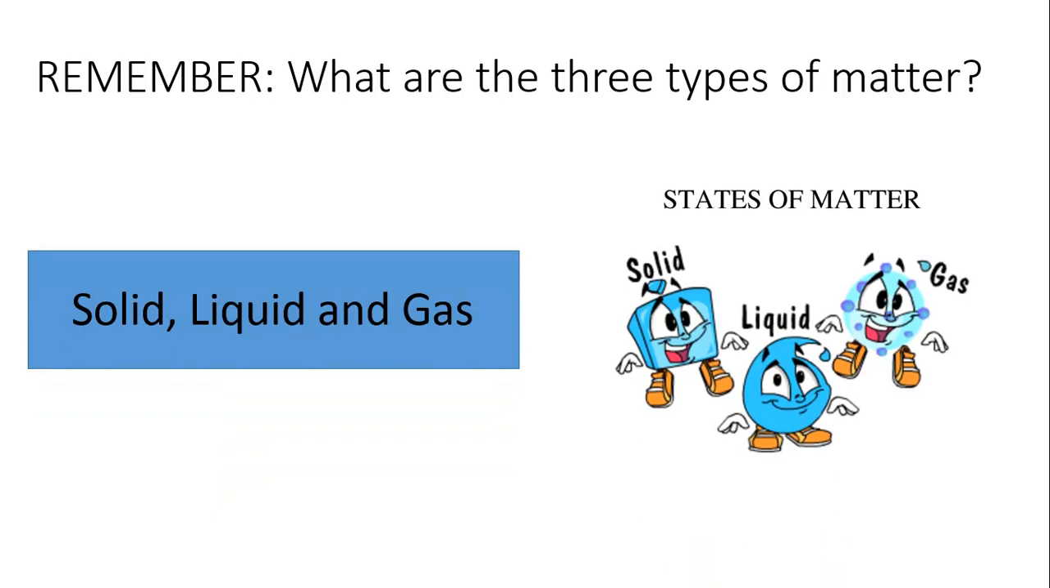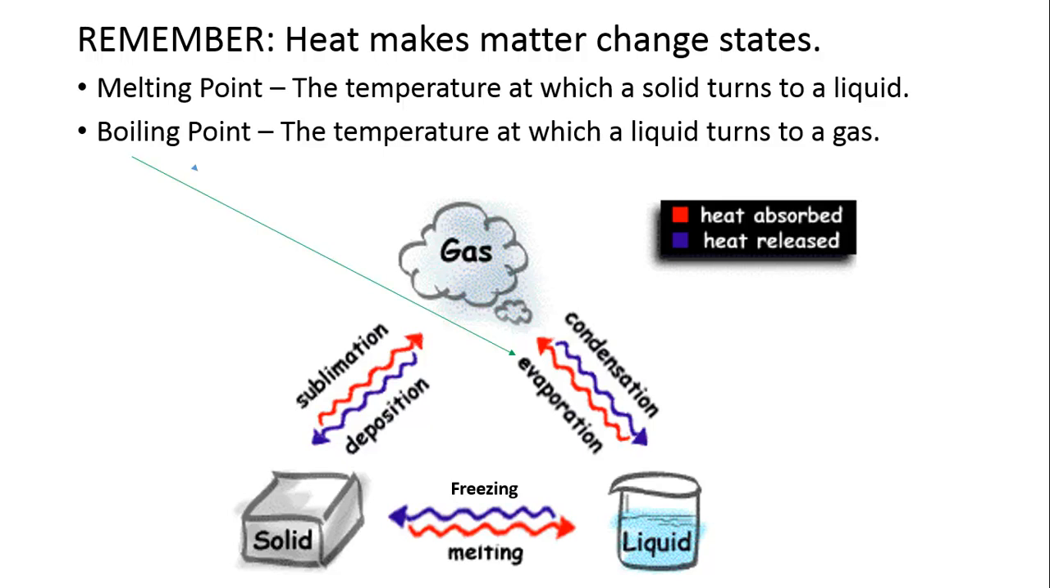Solid, liquid, and gas are the 3 types of matter. I want to refresh your memory that it's heat that makes matter change states. The melting point is the temperature at which a solid turns to a liquid. The boiling point is the temperature at which a liquid turns to a gas. You learned this in M3EP. This is a review for you, but if you need to pause the video and write this down again, please do.